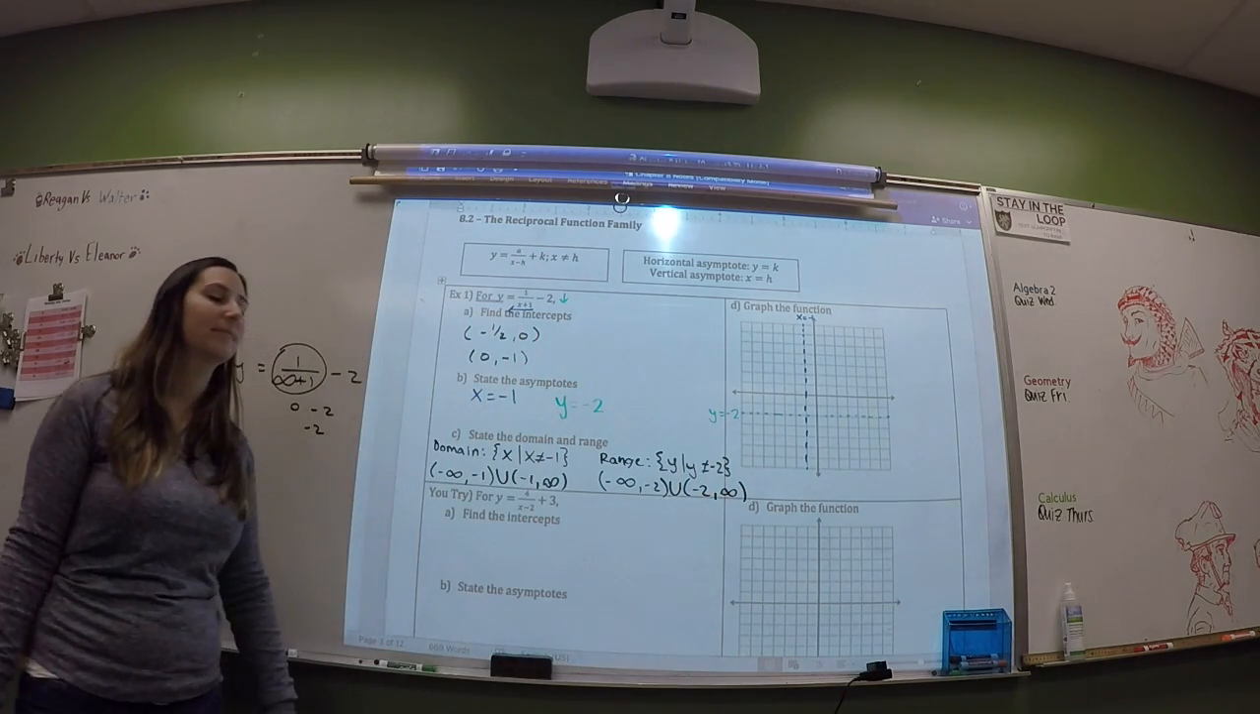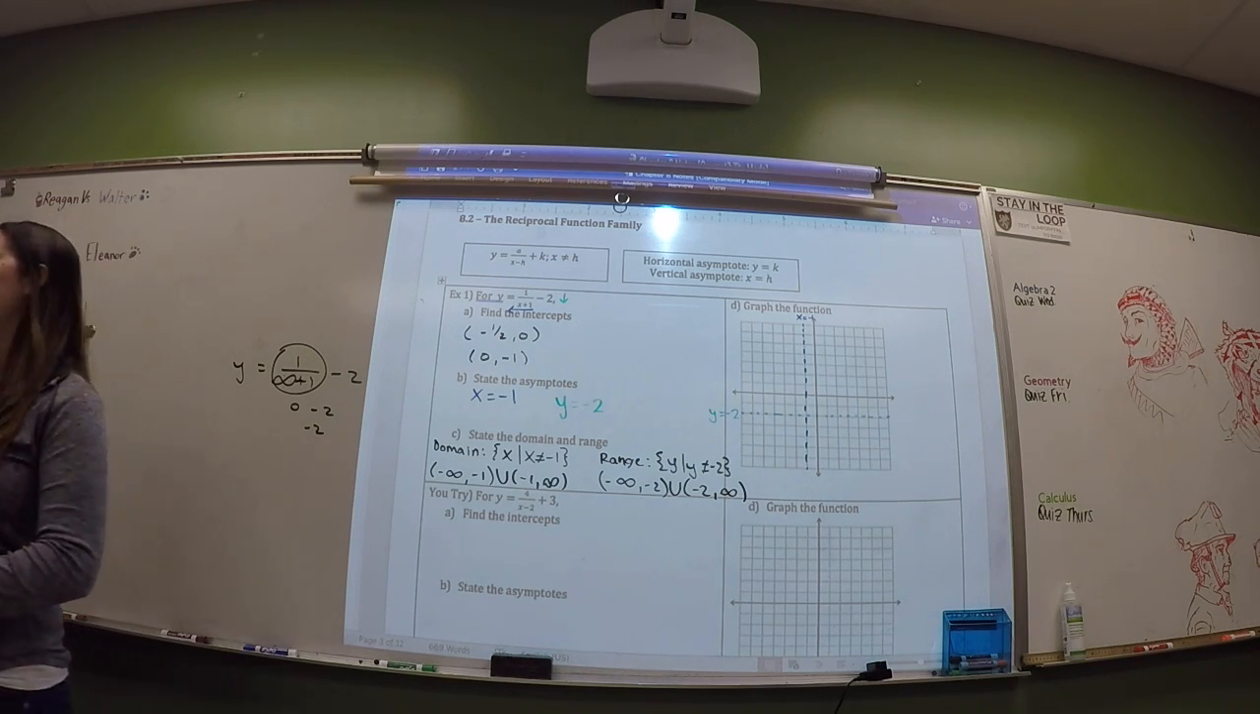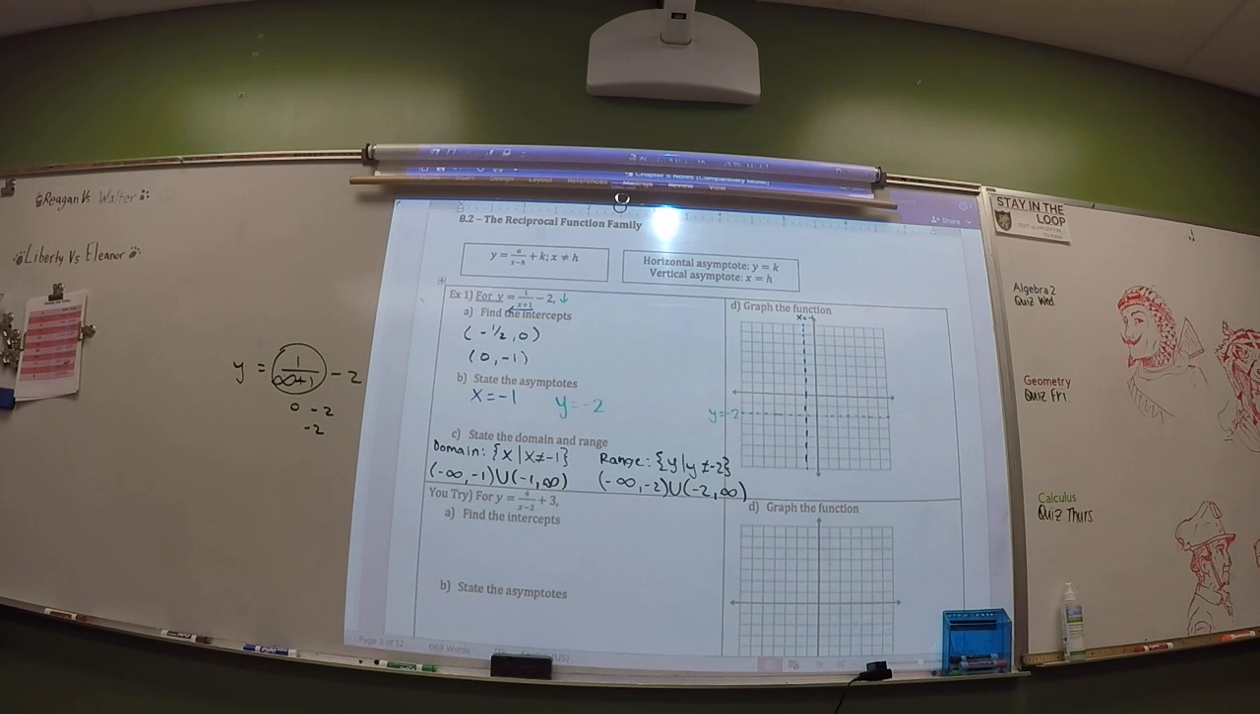So which one do you want to see more? I want you to know both. You need to know both. So it doesn't include negative 2? No. Because at negative 2, we have that asymptote, so it can't include negative 2.